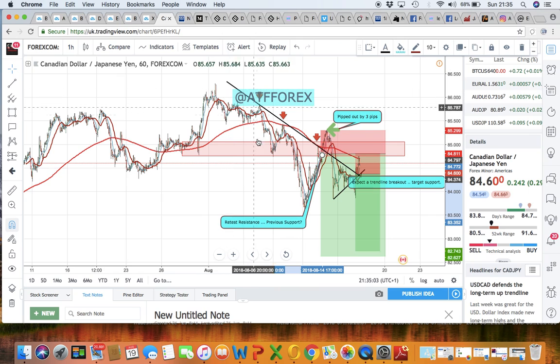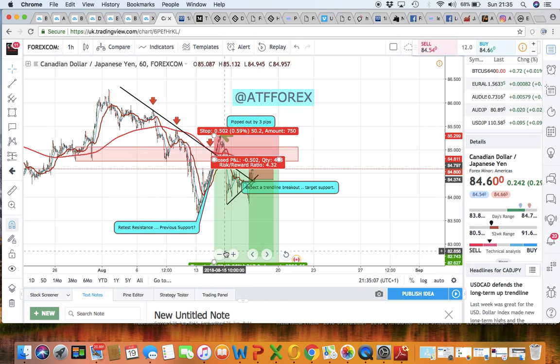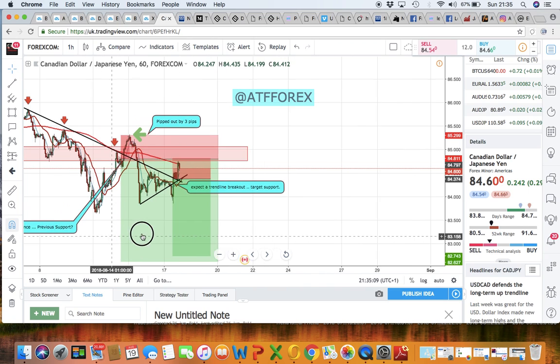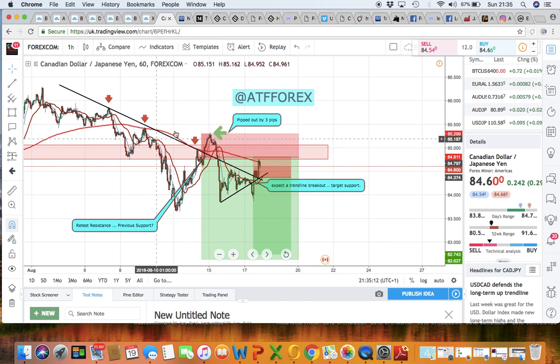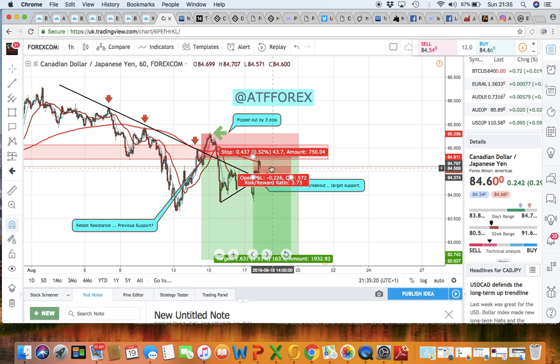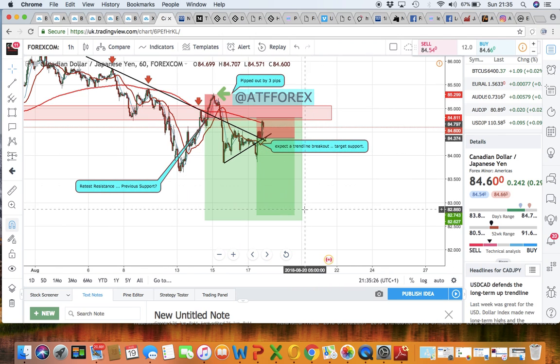Still on a downtrend because we've got lower highs and lower lows being printed. This point where we got spiked out is still a lower high, and hopefully we are forming a lower high right there to get us down to our 82.50 target on this particular trade.